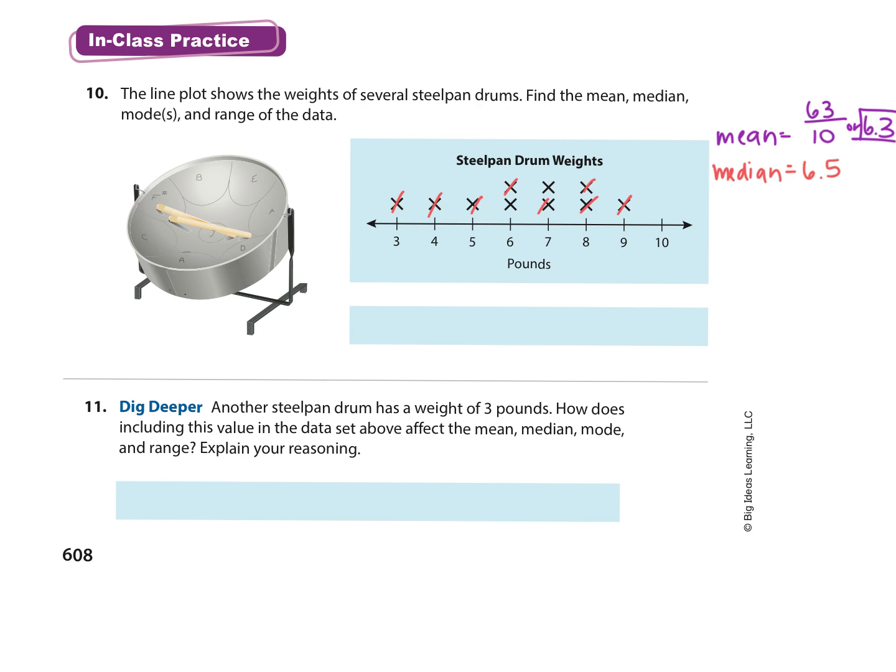The mode. Here's a great example of having more than one mode. I have 3 numbers that repeat. They show up more than once. So 6, 7, 8. So the mode would be 6, 7, and 8. And then my range, I take my biggest number minus my smallest number of data. 9 minus 3 equals 6. Okay.